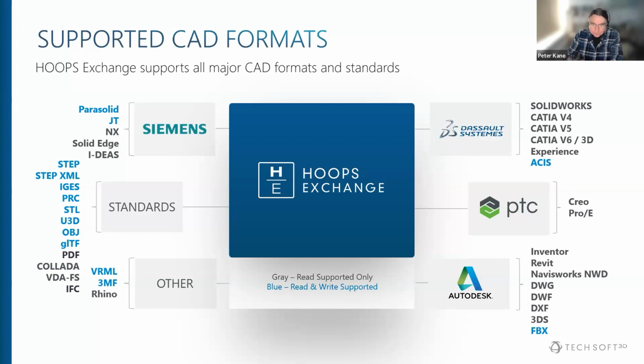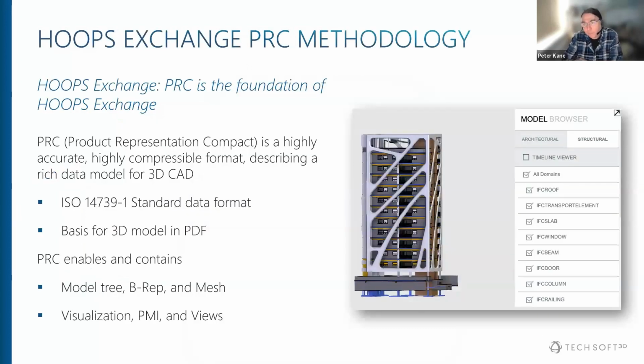Now, the important thing about working with all these different formats is that we import them all into one data model, which we call PRC. PRC is compact product representation. It happens to be an ISO standard, and it's also the basis for 3D model representation in the 3D content in a PDF file as well.